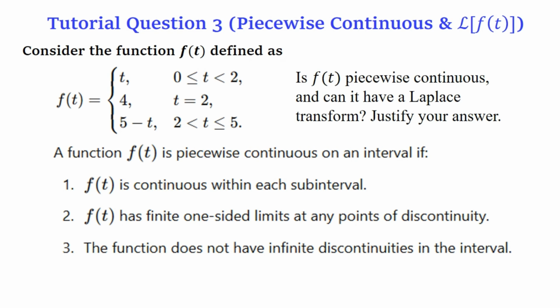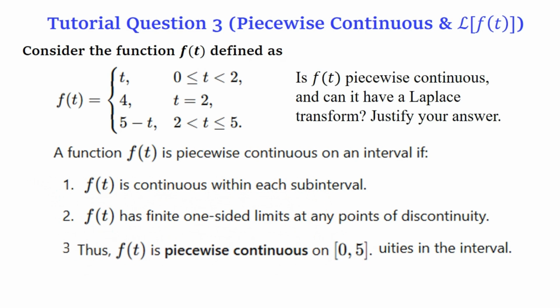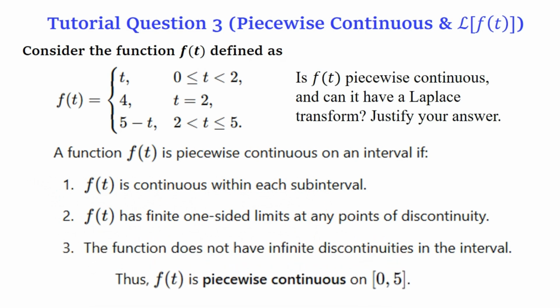At the same time, the function f of t has a finite one-sided limit at the point of discontinuity. It has a finite one-sided limit at any point of the interval. And the third point is that the function does not have infinite discontinuities in the interval. So at t equals 2, the discontinuity we see there is finite. We come up with a number. In that case, we can say that the function is piecewise continuous on the interval 0 to 5, as we've seen in video 2.